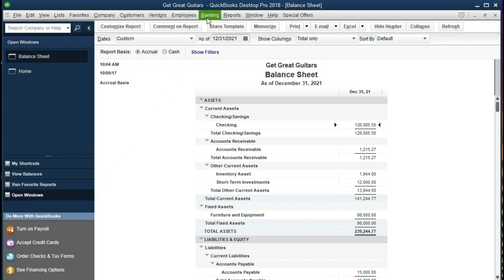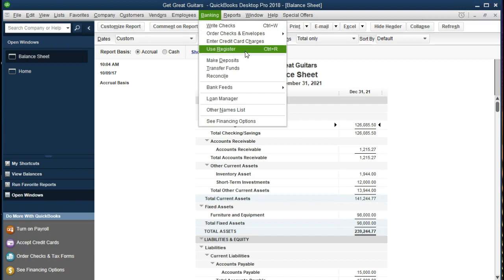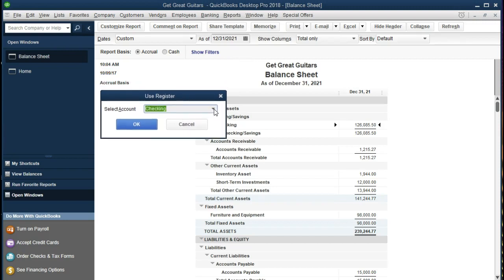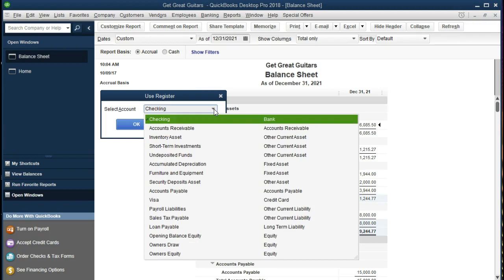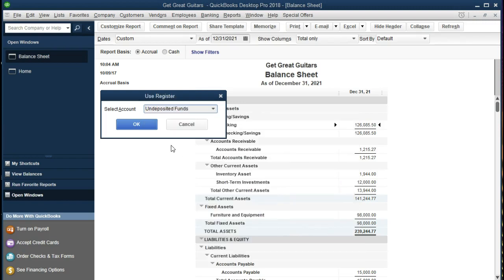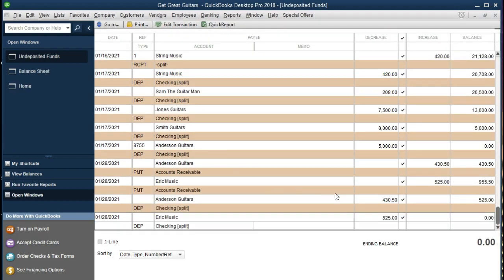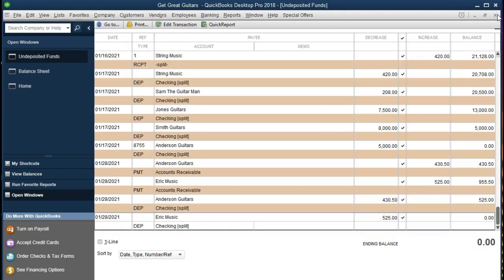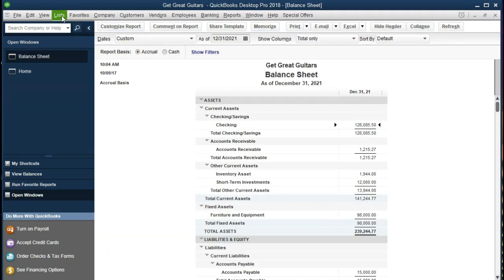One, we could go to the banking and go to use register. And typically when we go to the use register, we're looking for the checking account. But in this case, we could go to any account. So QuickBooks allows us a register with any account. And if we go to the undeposited funds account, we can say OK, and we could see this activity. There's the activity bringing the undeposited funds to 0. If we were to double click right on this little DEP, then we would go to that screen where the deposit happened. So that's one way we can double check the detail and say, okay, yeah, it went down to 0 from that transaction.